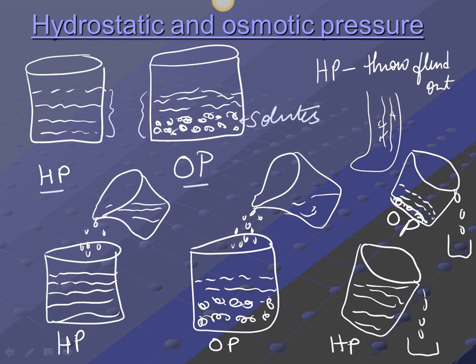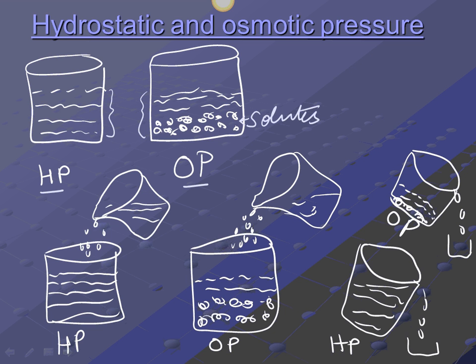So hydrostatic pressure tends to throw fluid out, and osmotic pressure tends to draw fluid in. So they do opposite things. And obviously, whichever one is more, that side wins, which we will see in the next slide. Now let's look at these other things that I've drawn.